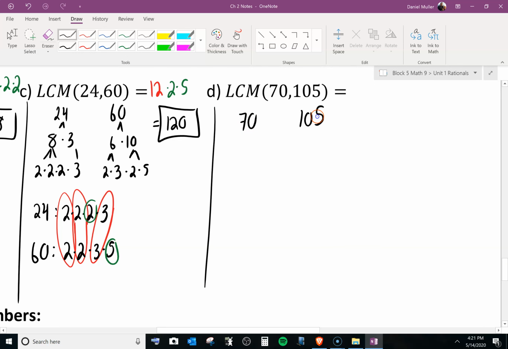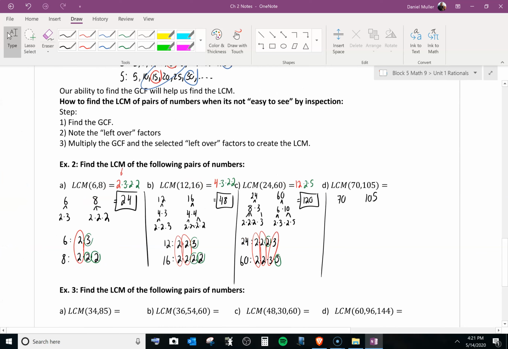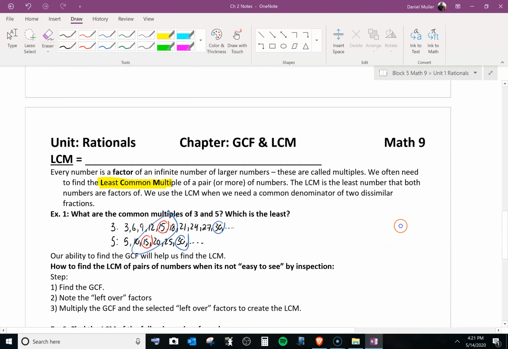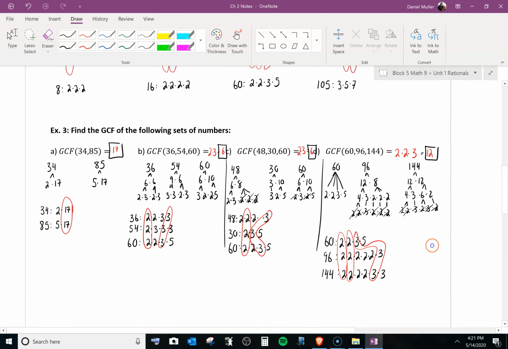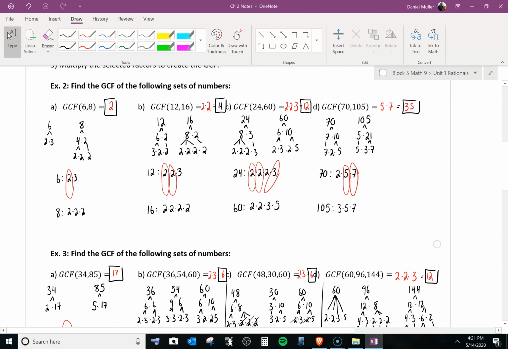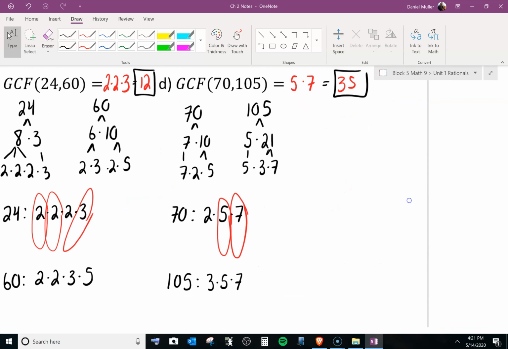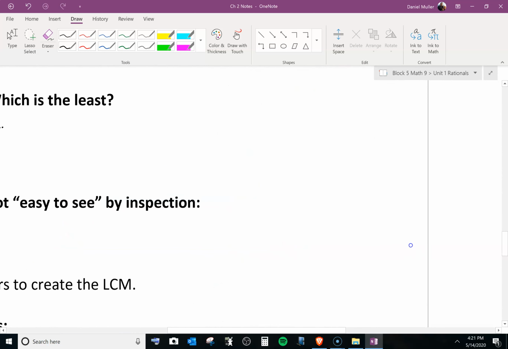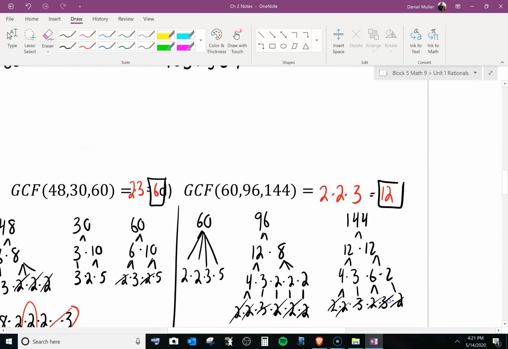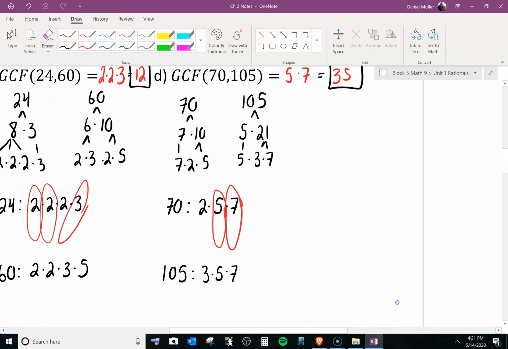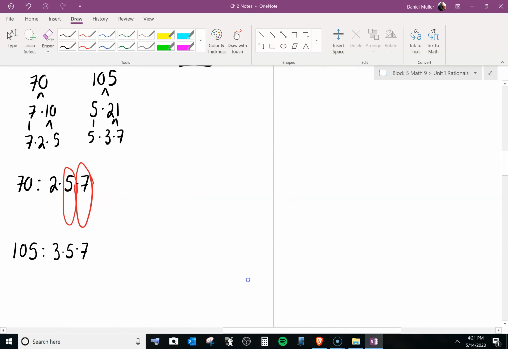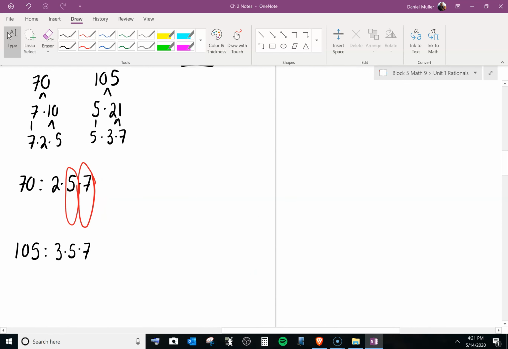70 and 105. Now, I thought we already... Did we already do 70 and 105? Just for the sake of taking a look. Look at that. 70 and 105. I already did that. So 70 is a 2, 5, and 7. And 105 is a 3, 5, and 7. So I'll leave this up here for you to copy, if you want to pause that part. There's the 70 and the 105. If you want to take a look.